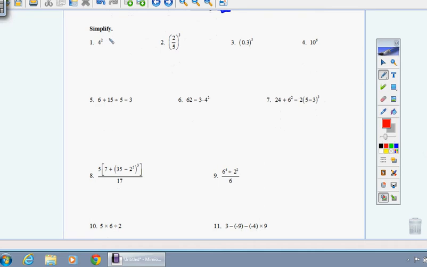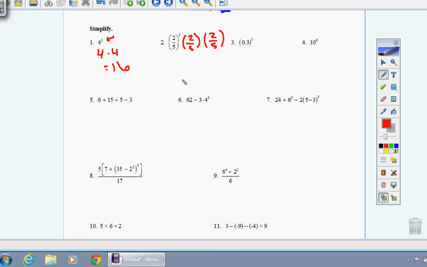So 4 squared, we have to remember what that 2 stands for. That means we're doing 4 times 4, multiplying 4 by itself twice, so we're going to get 16. What about when I have a fraction cubed? So I have 2/5 cubed. In this case, what does that really mean? It really means I'm doing 2/5 times 2/5 times 2/5.